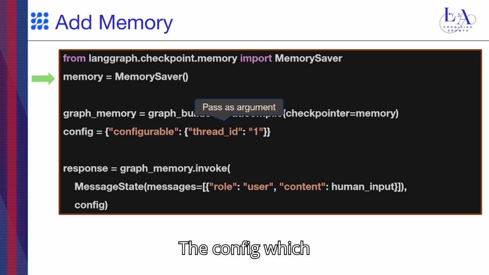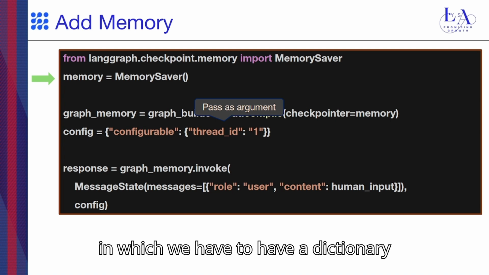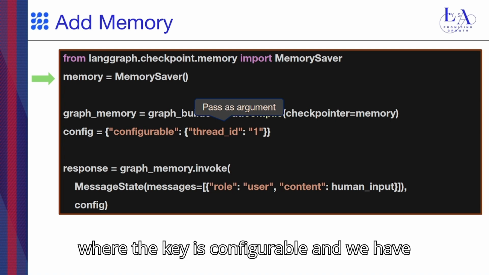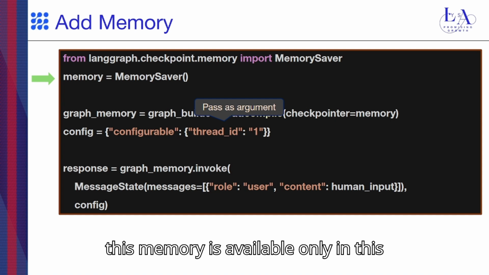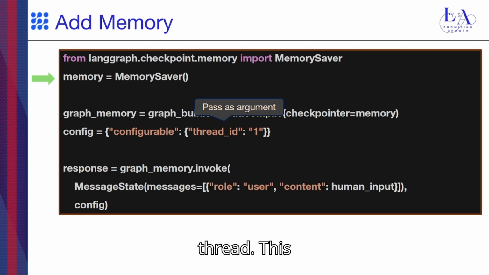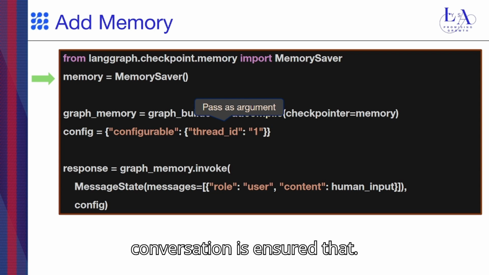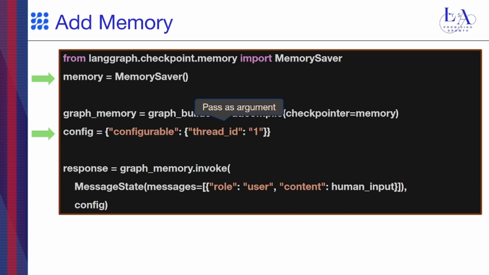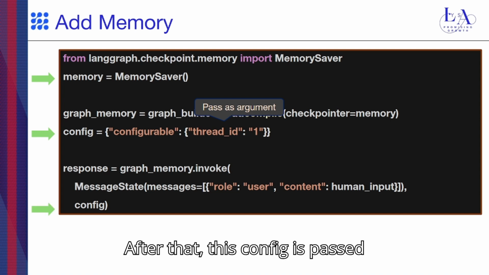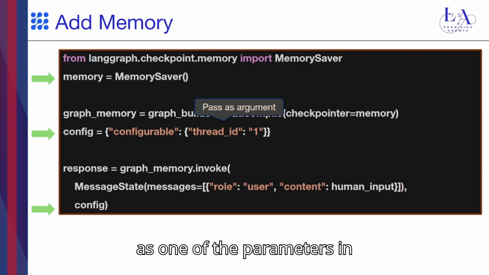The config, which has the thread ID, has to be passed when we invoke the LLM. For this, we have to have a config in which we have a JSON where the key is configurable, and we have to pass a thread ID. And this memory is available only in this thread. This conversation is ensured to not be available in thread ID 2, 3, etc. After that, this config is passed as one of the parameters in invoke.